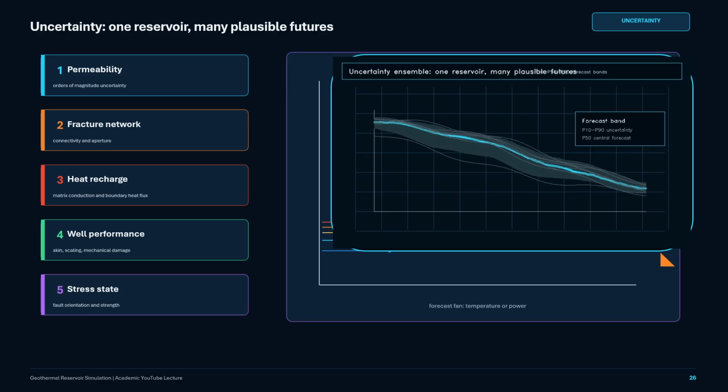The simulator should not only give a single temperature curve, it should give a range: optimistic, expected, and conservative outcomes. This helps operators design robust strategies. For example, if most uncertainty realizations show early thermal breakthrough, the well pattern or operating rate should be changed before field investment.